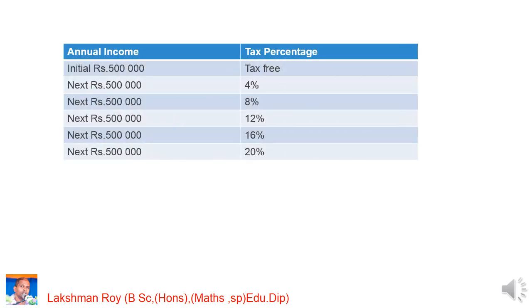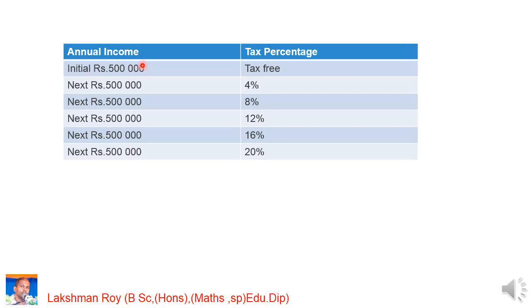Now you can see here a table. This is the table published by the Inland Revenue Department. Year by year these tax rates may change, and this annual income limit also changes. So this is a table published by the Inland Revenue Department in a certain year. See here, the annual income of a person is 500,000 rupees.